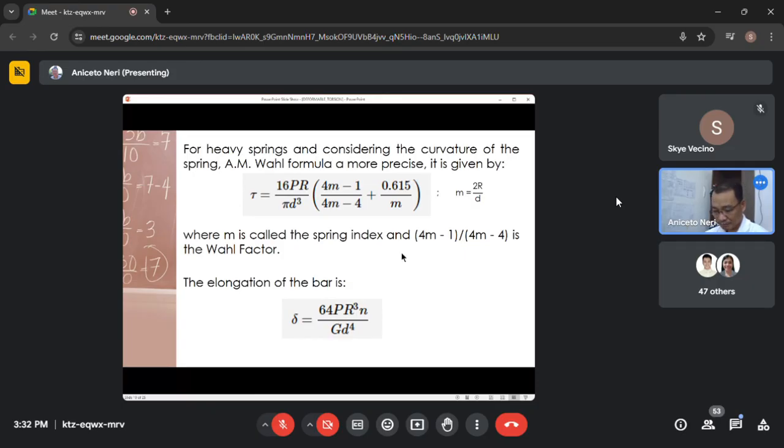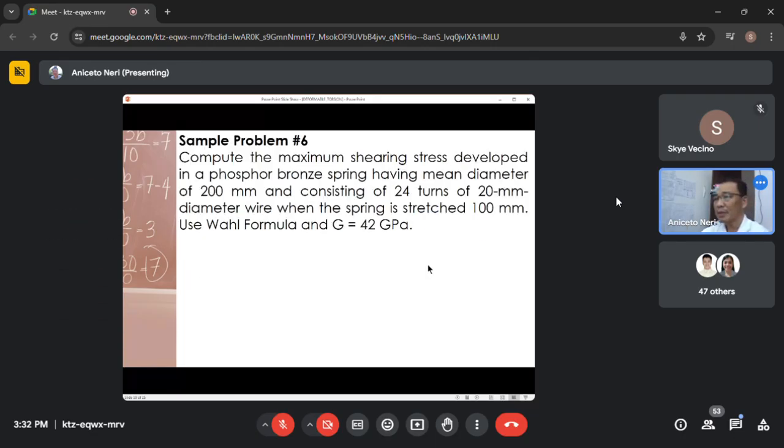Right? So you only have 3 formulas for spring. Dali ra ni. Sige. Let's solve the first problem.